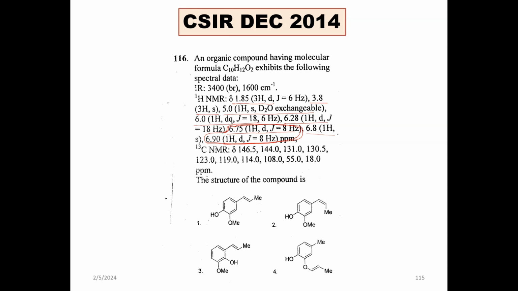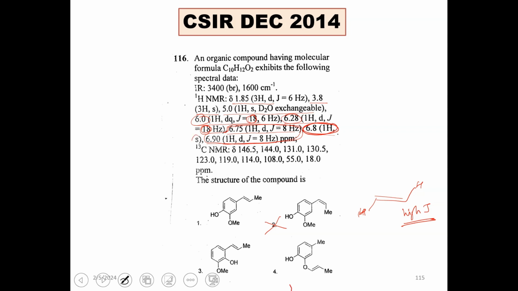And now you can see here you have 18 hertz, 18 hertz. So 6.0 one hydrogen doublet of quartet, 18 hertz, and 6.28 one hydrogen doublet, 18 hertz. So 18 hertz means it should be an alkene. So 4 to 6 is alkene, and the alkene should be a trans alkene. So only the trans protons will undergo coupling with high J value. Option 2 is gone. Now you have options 1, 3 and 4 in hand.